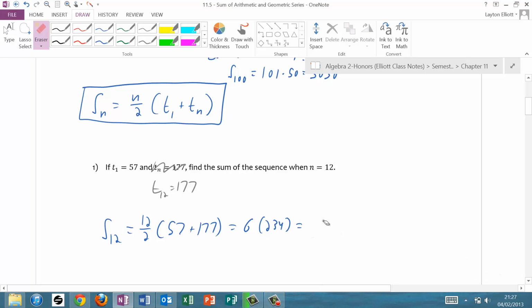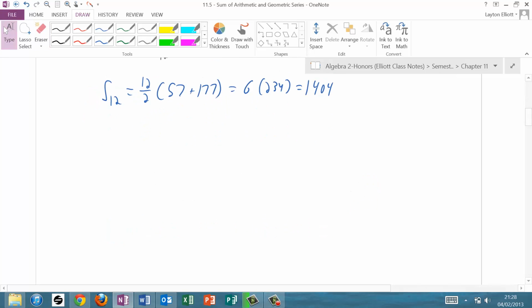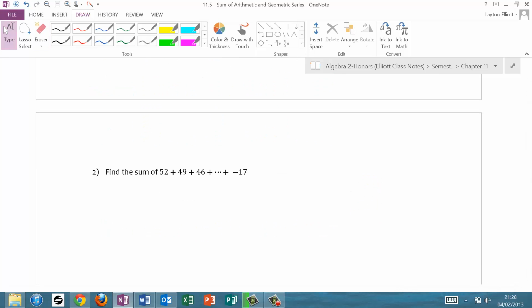Just kidding, that was me looking at my wrong notes. Let's do 234 times 6 really quick off to the side, since it takes less time than pulling your calculator out. There we go, 1404. That looks better. Okay, let's erase that to make it look clean and move on. Sorry for all the space.